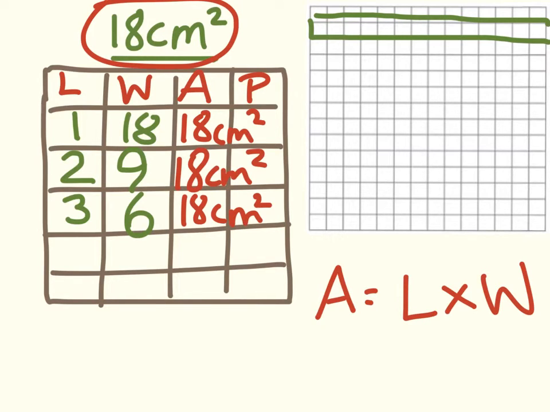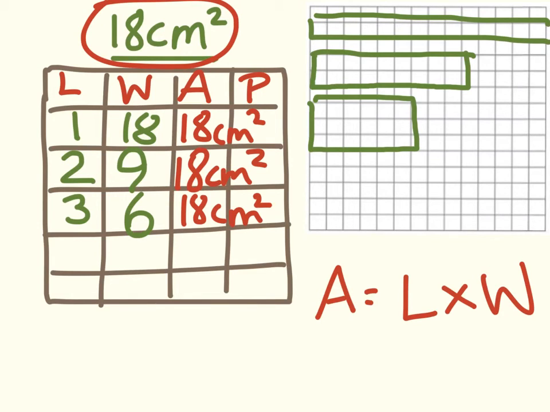Well, let's make the 2 by 9. So 2 wide, or 2 long, sorry, and 9 wide. Excellent. All right. 2 by 9. That's an area of 18. Also a 3 by 6, so I'm going to draw that one. 3 by 6. That also gives me an area of 18.